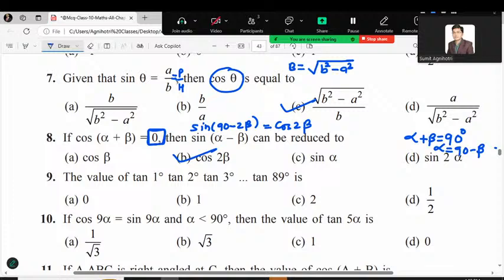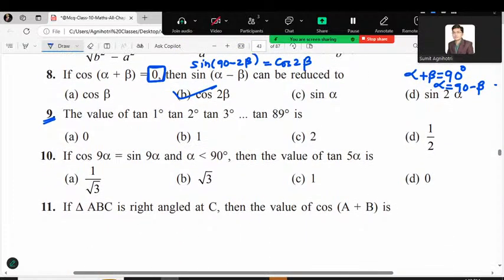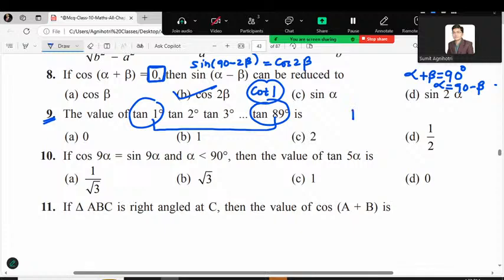Okay, can you answer the ninth one? See, it is tan 1, tan 2. Actually, tan 1 and tan 89. Tan 89 can be written as cot 90 minus 89, that is cot 1. That's why tan 1 into cot 1 becomes 1. Tan theta into cot theta is 1.